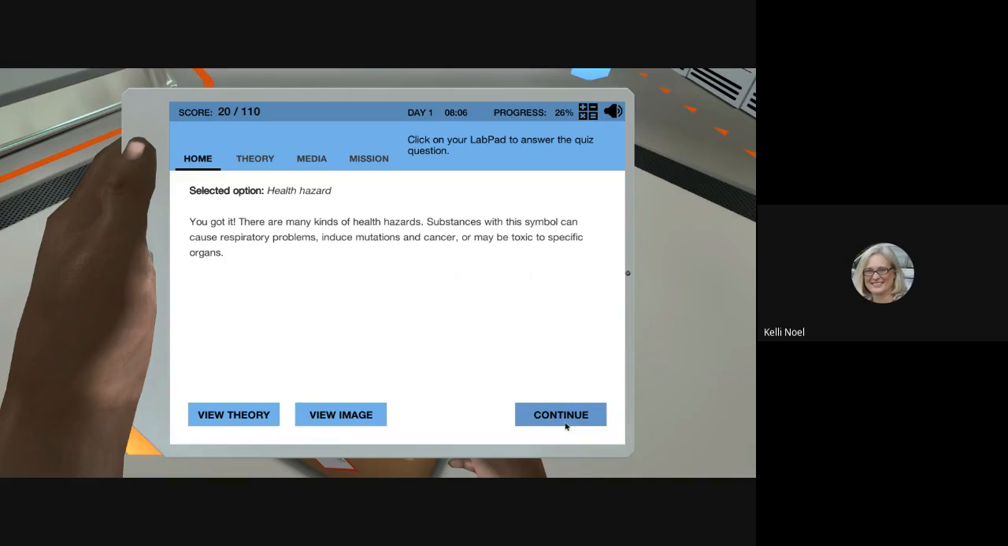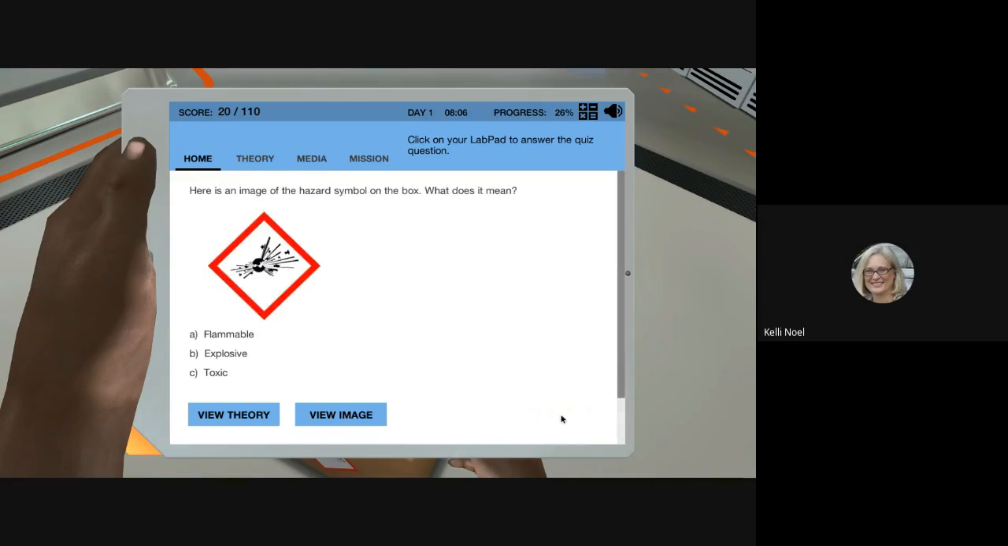You got it correct. There are many kinds of health hazards. Here is an image of the hazard symbol on the box. What does it mean? Again, you'd go back to media if you didn't remember, but that is an explosive.